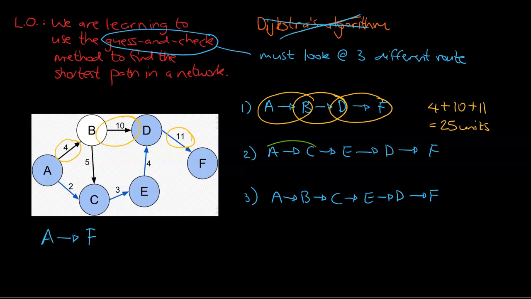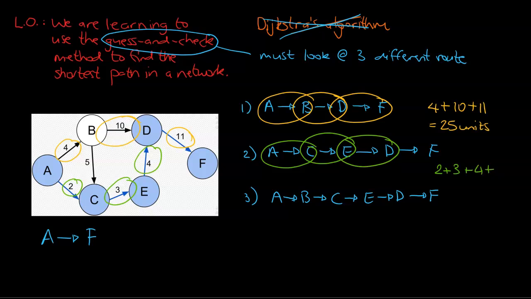Now looking at number 2, so let's start off A to C, so that would have been 2. So we're going to have 2 plus, we then did C to E, which was 3. And we're going to add that. We had E to D, which was that 4. So plusing another 4. And then finally, D to F, that's the 11. Adding those all together, we've got 5, 9, 20 units. So far, that one there was quicker than the 25 we had before.